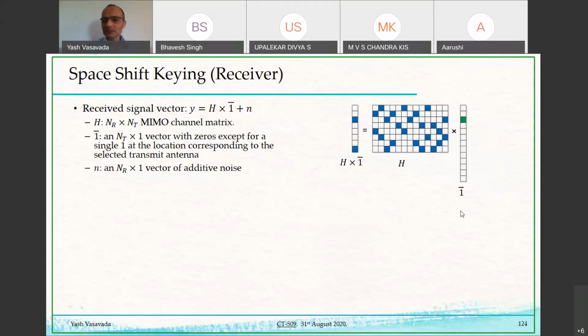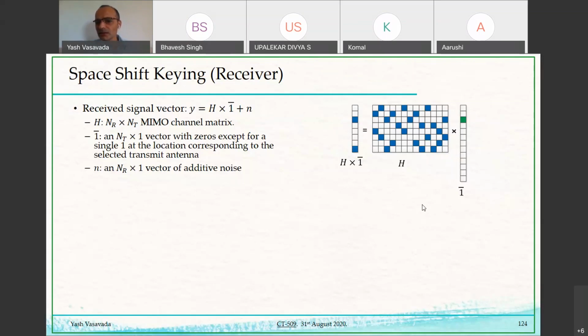Who else? Komal? Do you have the answer? I don't know if it is correct or not, but I just thought it will be 2 times log 5 base 2. Okay, fine. I think you are kind of thinking along the right direction. But the answer is actually not that.